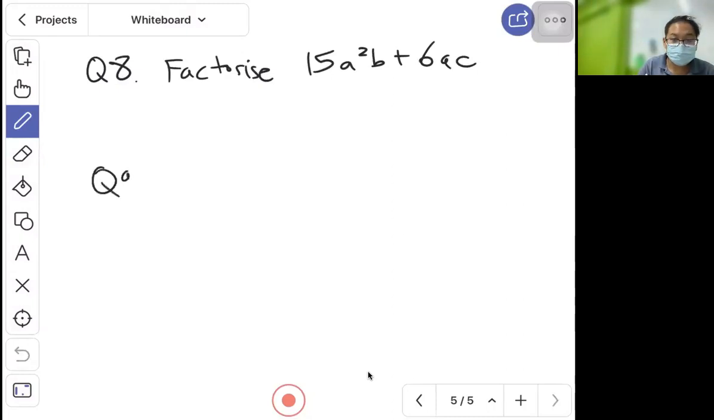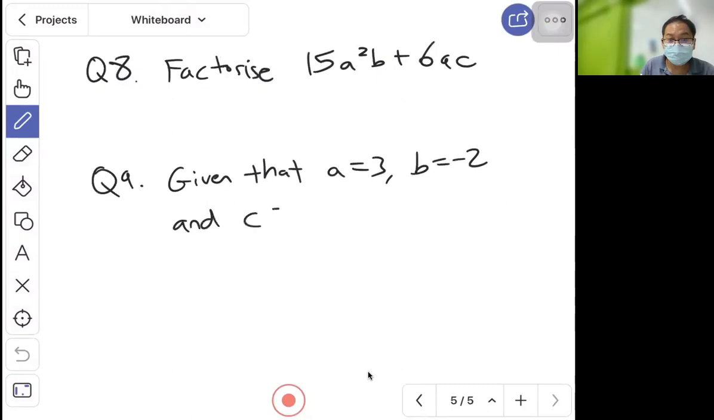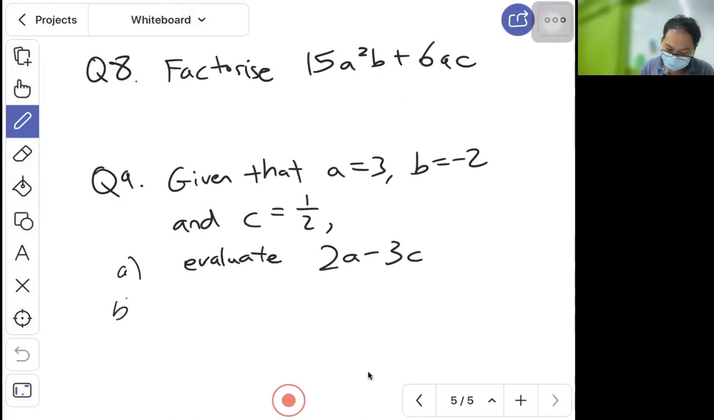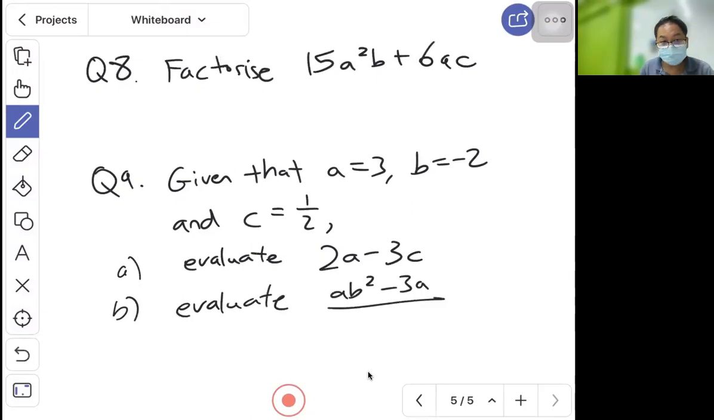Then question 9. Given that a equals 3, b equals negative 2, and c equals half, evaluate 2a minus 3c. This is part A. Part B, evaluate ab squared minus 3a over c.